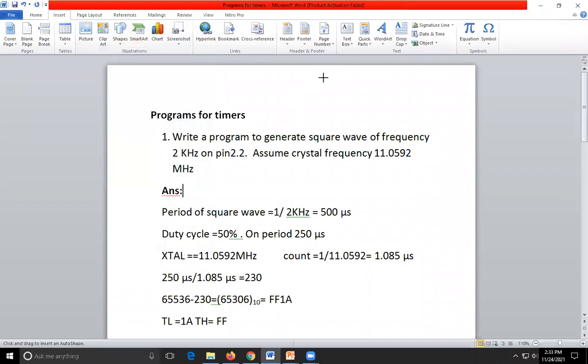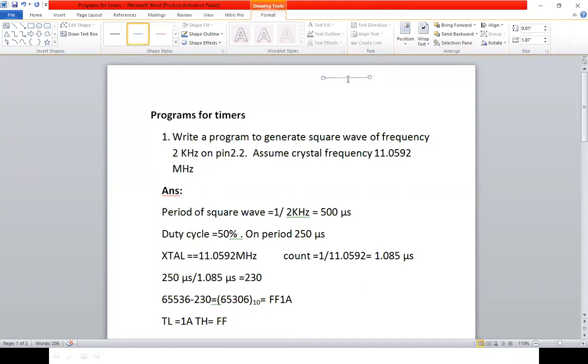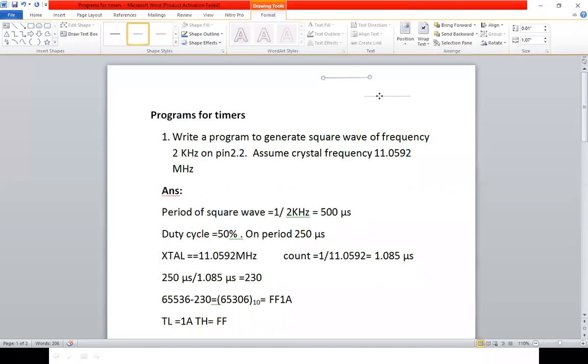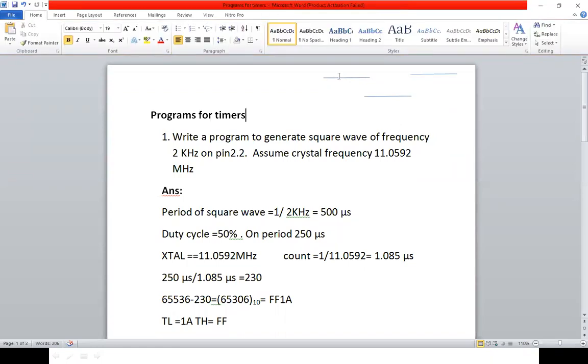This is called the square wave. Okay, you know that this is called a square wave. In the square wave, this is called the on time and this is called the off time.